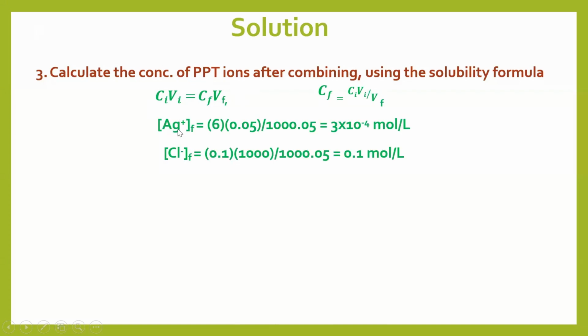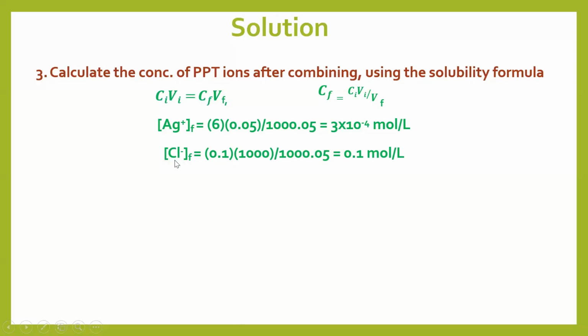The final concentration of silver ion equals the initial concentration of silver ion, which we calculated in step number 2, 6 mole per liter, times the initial volume of silver nitrate, which we have from the problem as given information, divided by the final volume. The final volume is the total volume after mixing all the reactants. We have in this problem 1 liter of sodium chloride, equal to 1000 ml, and 1 drop of silver nitrate, 0.05 ml. We will get the concentration of silver ion at this number, 3 times 10 to the power negative 4.